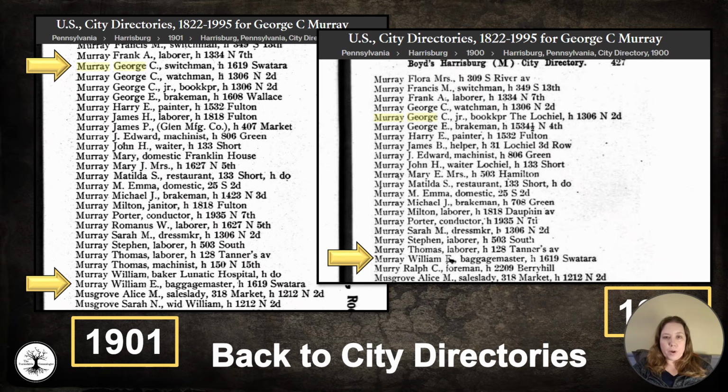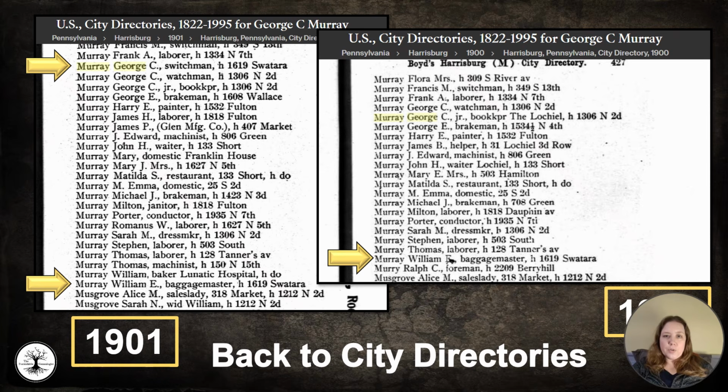Murrays, 2 of them are railroad men, and 1 is a bookkeeper. I then look at all Murrays to see if any of them are living at the same address. William E. Murray is a baggage master and at the same address. That is the same name George C. Murray stated on his marriage record to Flora Shireman as the name of his father, and that's the same name as his first child with Flora.